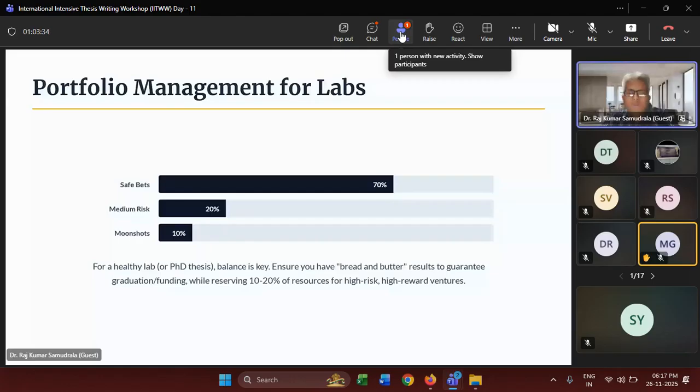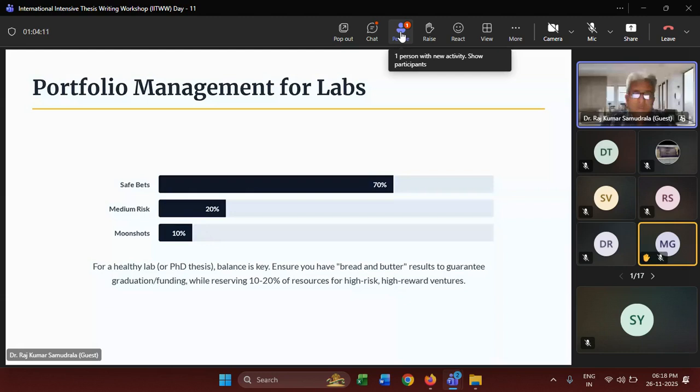Whatever problem you are choosing, if it is really ready for an applicable condition, then you will get high impact journals. You can publish in good journals. For that, we should have a multidisciplinary approach. We'll discuss it in the coming slides. For portfolio management, some kind of risk must be there. If there is no risk, there is no reward.